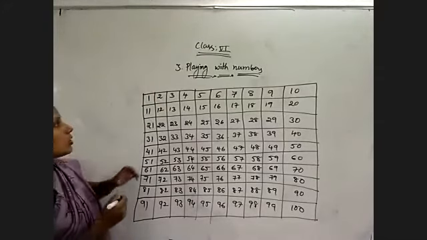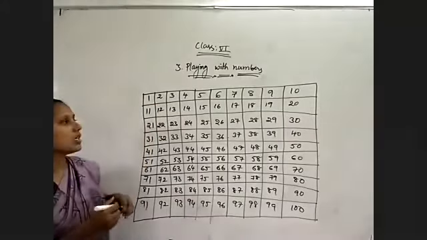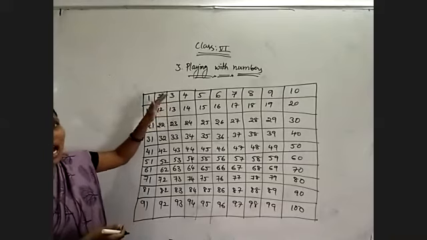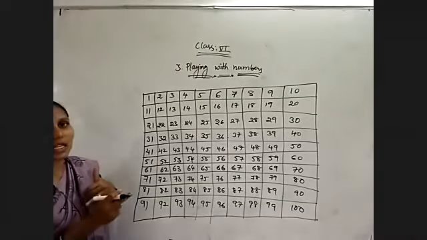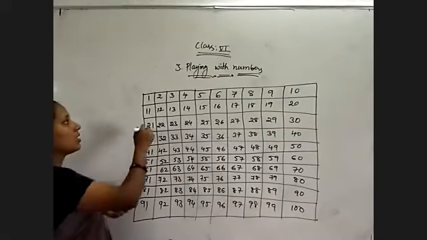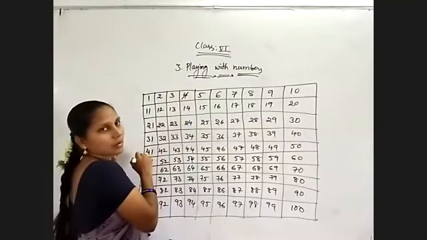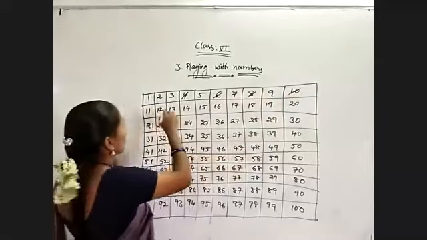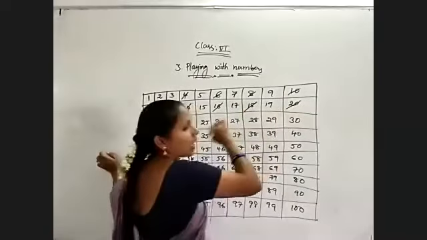Come to 2. In the 2 table, which numbers are divisible? So the numbers which are divisible by 2, mark first. Which numbers are divisible by 2? All the even numbers, yes or no? If the numbers are having 0, 2, 4, 6, 8 in their units place, all those are divisible by 2. So don't take 2. Come from 2 2s are 4. 4 is divisible by 2. 6, 8, 10, 12, 14, 16, 18, 20, all the even numbers.